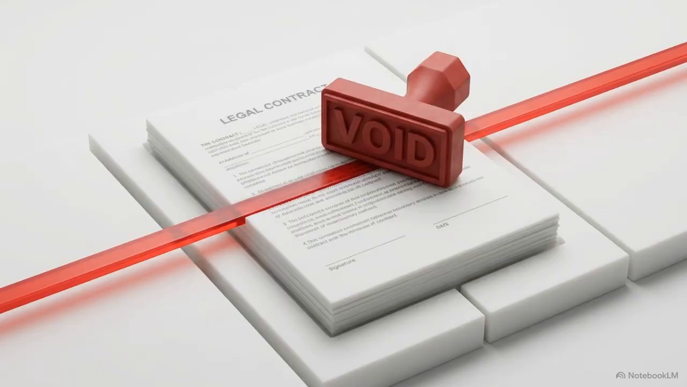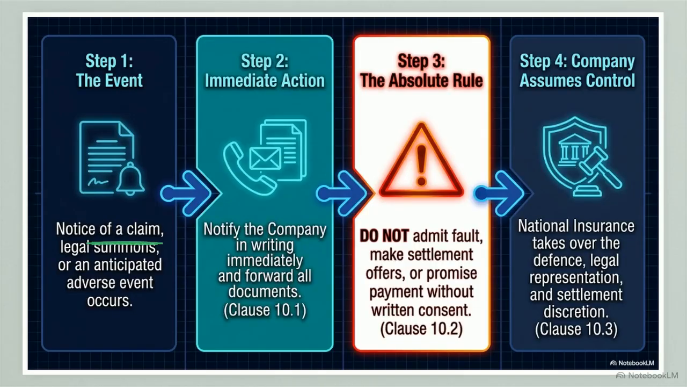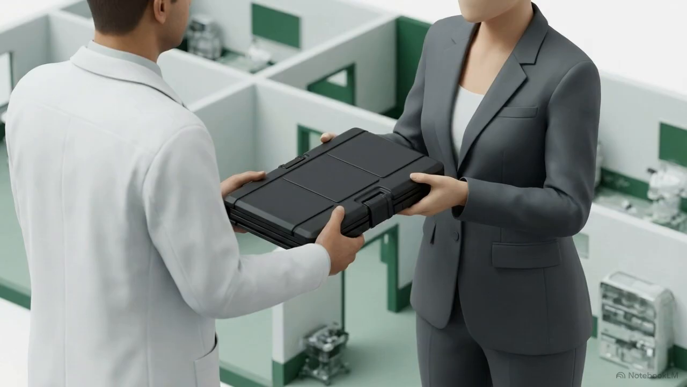When Dr. Sharma opened that legal summons, he needed to follow a precise operational protocol. This flowchart outlines the 4 necessary steps. The moment an adverse event occurs or a summons arrives, you must immediately notify the insurance company in writing and forward every related document. Pay close attention to step 3. You must never admit fault, make any settlement offers, or promise payment to a patient without written consent from the company. Facing a lawsuit, your strongest legal move is silence, followed by delegation to your insurer.